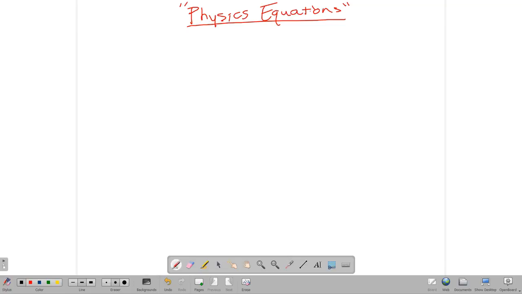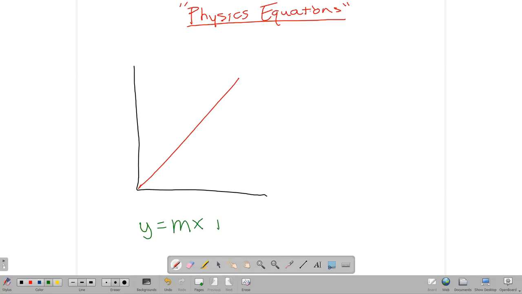Today we are going to talk about developing the physics equation for different graphs. This is just a shorter way of saying a mathematical expression that explains the data that we find in the graph. So the first thing I want to look at is a graph that has a slope that looks something like this, okay? And we should know that the equation for a line is y equals mx plus b.